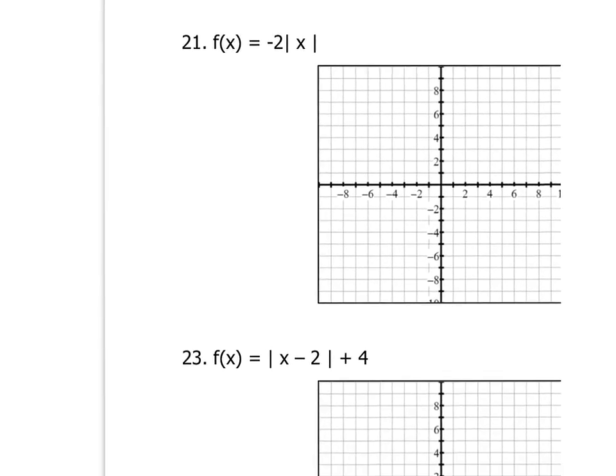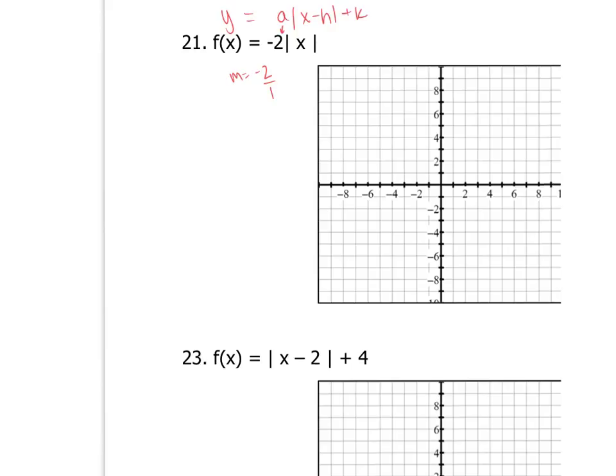Number 21. Number 21 is going to work the same way. It's missing a lot of pieces. Let's again think about y equals a times the absolute value of x minus h plus k. Here I can see that my a is negative 2, or my slope is going to be negative 2 over 1 if that was a fraction.